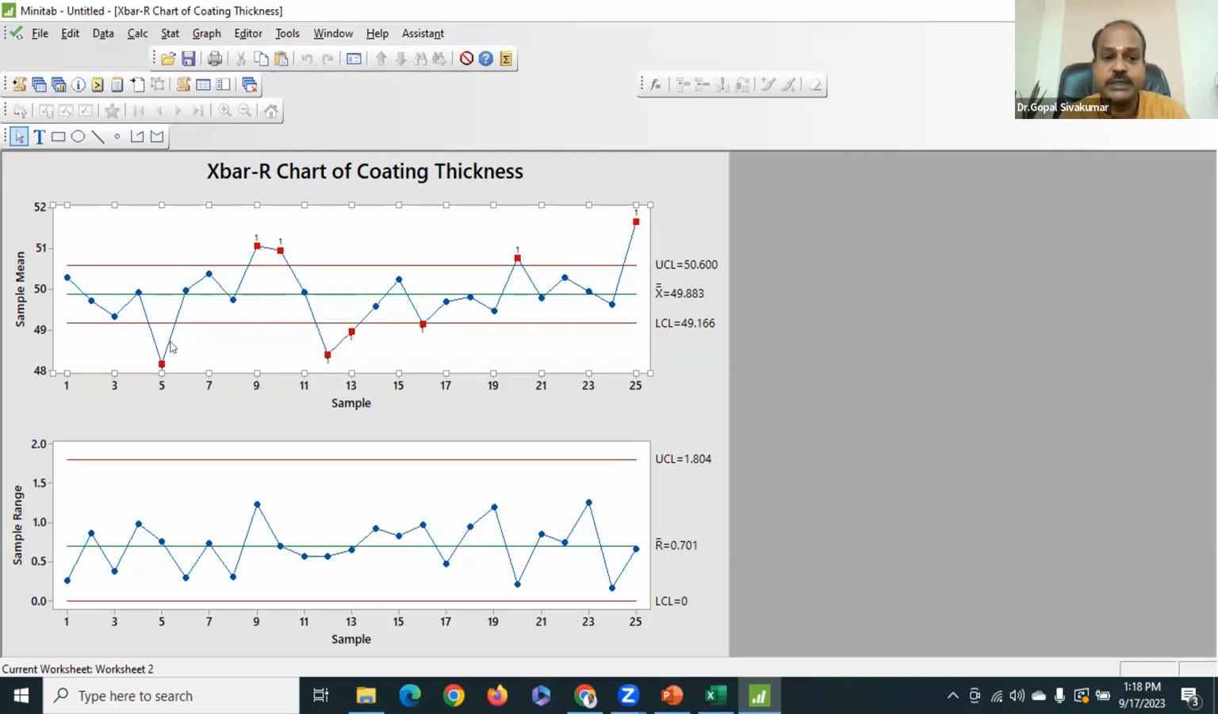Then also don't proceed. Seek the reason why it happened. Yes or no? Try to understand the reason. What went wrong? Why did this happen during subgroup number 5? Once you are able to figure that out, then continue running. Otherwise, these kind of problems will happen very frequently. So the purpose of the control chart is letting you know whether the variation is due to random cause or special cause, due to common cause or special cause.